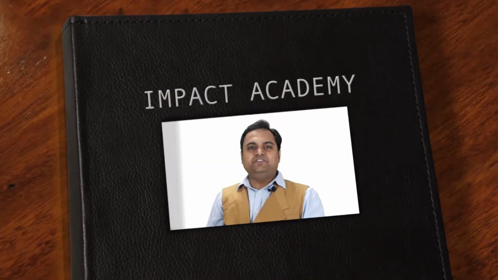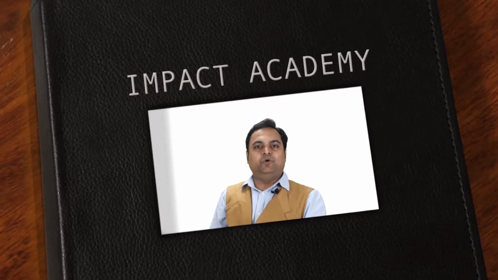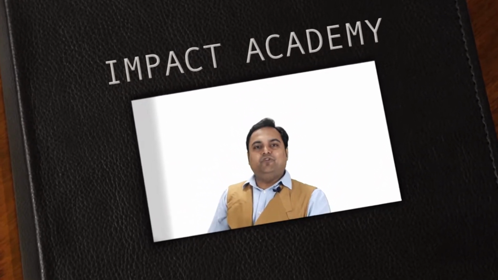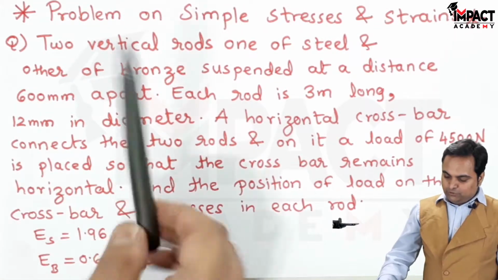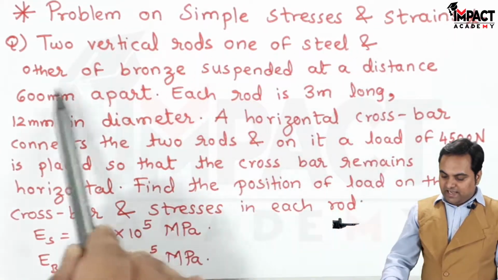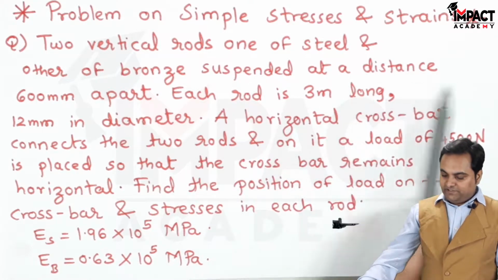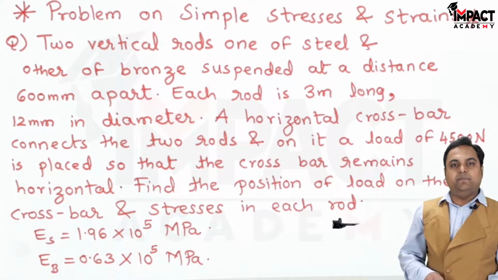Hi friends, here in this video we are going to see a problem on simple stresses and strain. For that, here is a question. It is given two vertical rods, one of steel and other of bronze, suspended at a distance 600 mm apart.